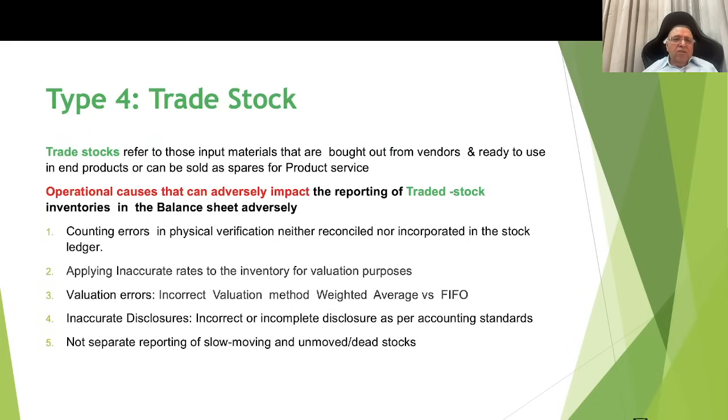Trade stock. Trade stock refers to those input materials that are bought from vendors and are ready to use in end products or can be sold as spares for product service. Operational causes that can adversely impact the reporting of the trading stocks. Number one, counting errors in the physical verification, neither reconciled nor incorporated in the stock ledger. Number two, applying inaccurate rates to the inventory for valuation purpose. Number three, valuation errors. Number four, inaccurate disclosures. Number five, not separately reporting slow moving or unmoved dead stock. These are basically similar to the raw materials.